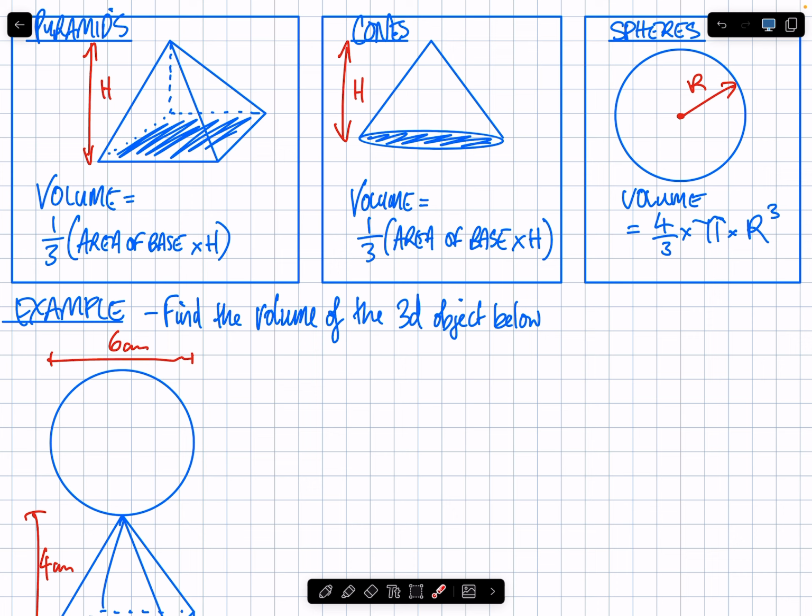Did you say sausage? Whoa. Hey! So, well, a sausage is a cylinder. We could find the volume of a cylinder.